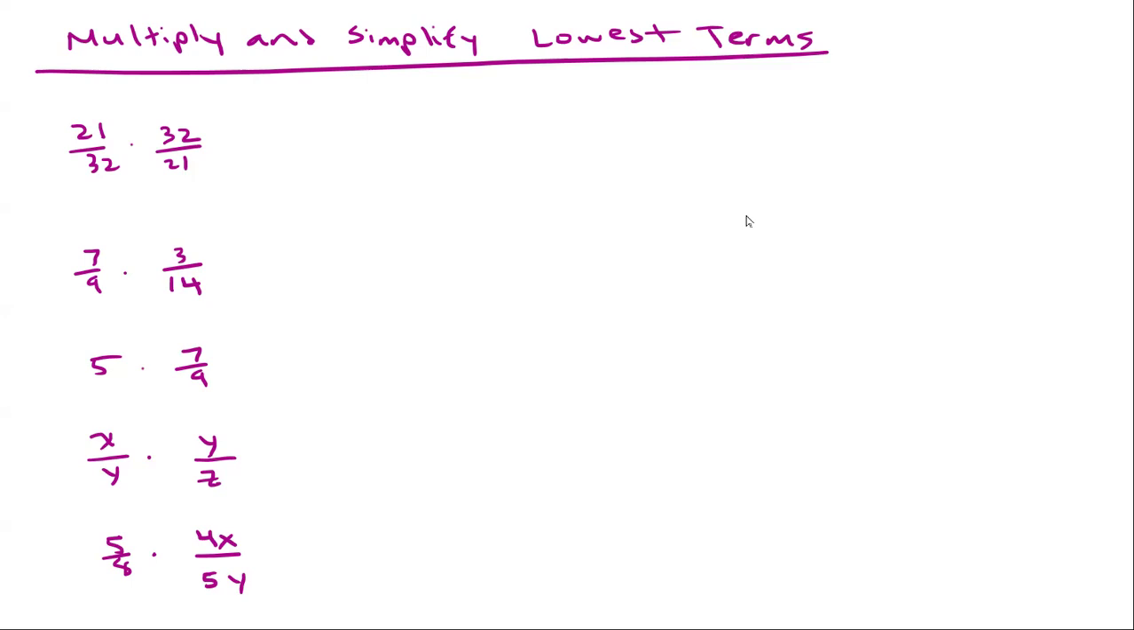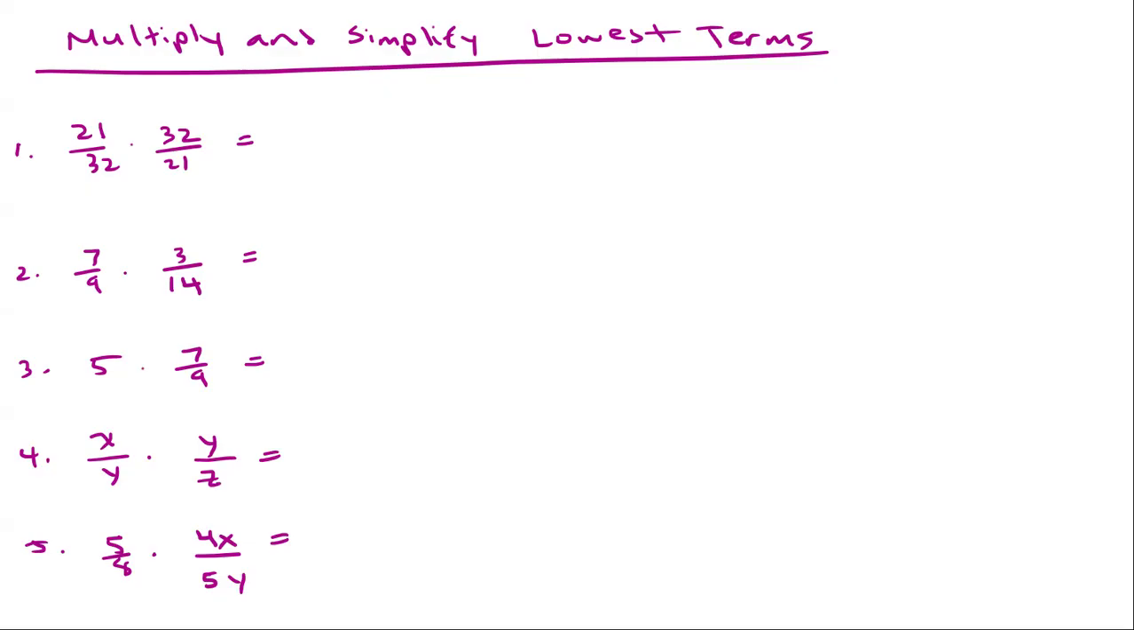Okay, so for this set of questions, they want us to multiply the two terms and then simplify to the lowest terms. Again, we want to multiply the two terms and then simplify to the lowest terms. For this one, I'm going to show two ways.